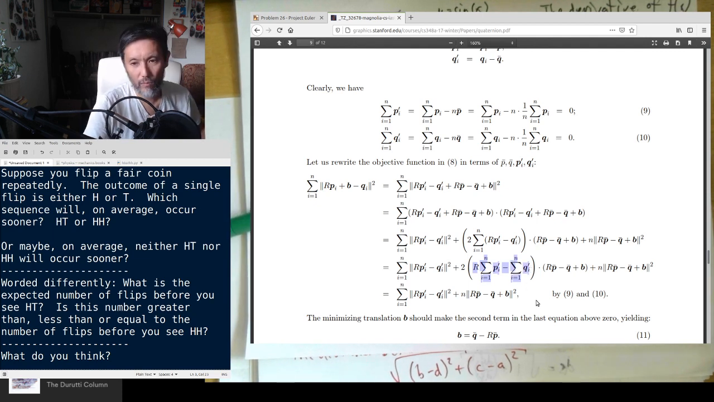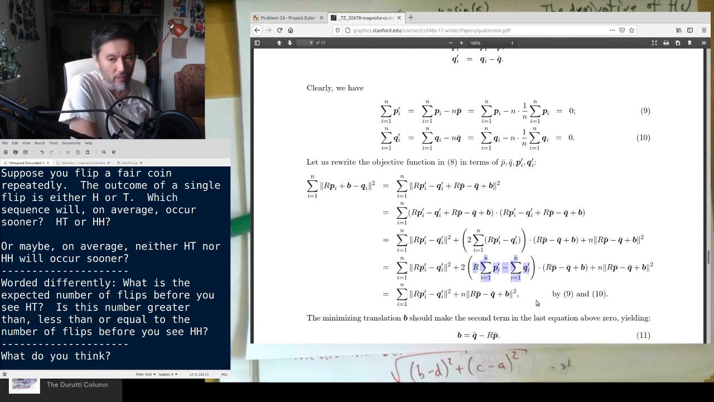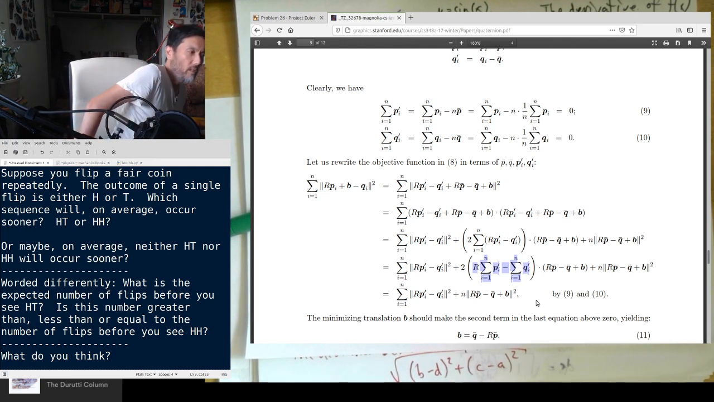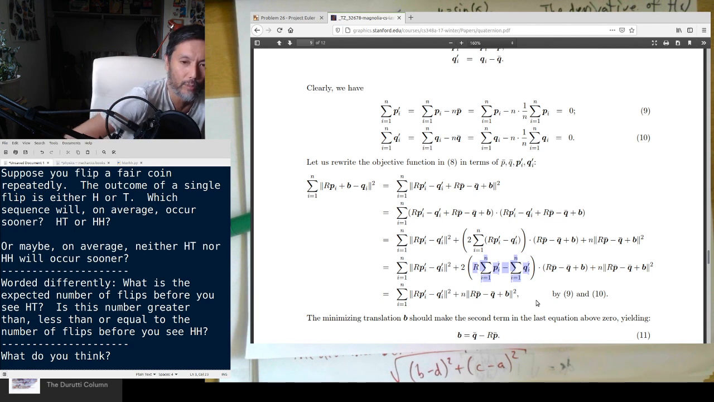They get some expressions that involve the sum of pi prime and the sum of qi prime, and those can be 0. And so we can eventually rewrite our objective function like this. The minimizing translation should make the second term in the last equation above 0.